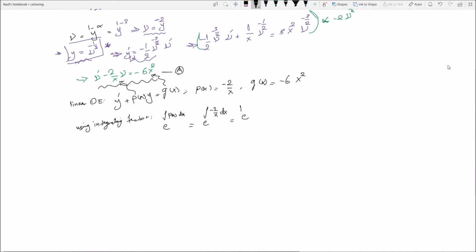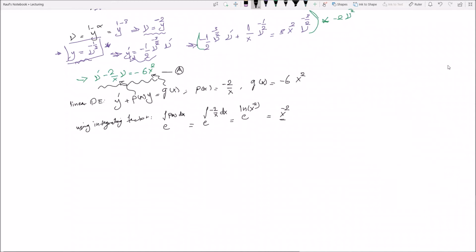which equals e to the ln of x to the minus 2, which equals x to the minus 2. So this is our integrating factor.